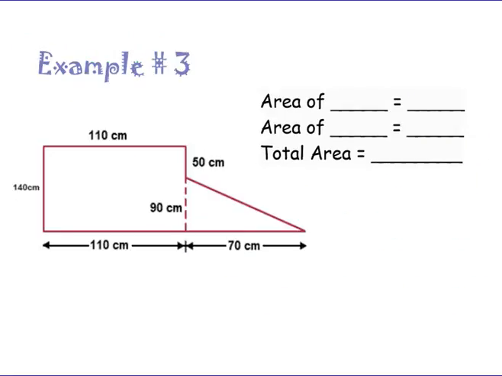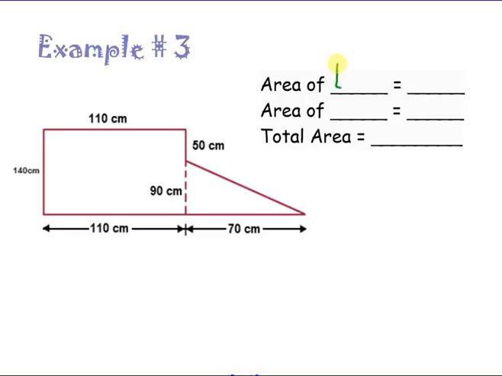All right, next example. So here we have a rectangle and a triangle combined together. So first I'm going to find the area of the rectangle. So we have area equals base times height. Area equals, so it gives me the base is 110, and it's very specific. It shows me that it goes from here to here, which is exactly what I wanted. I needed it to end right here because this is where the triangle starts. And then the height of the rectangle is 140.